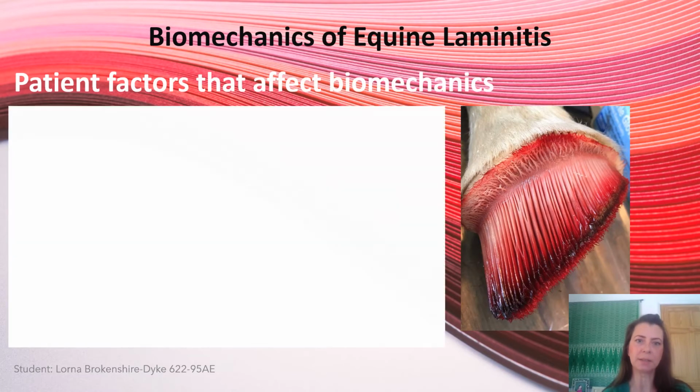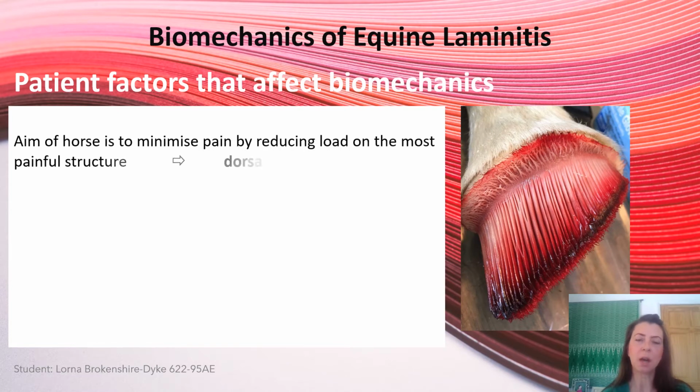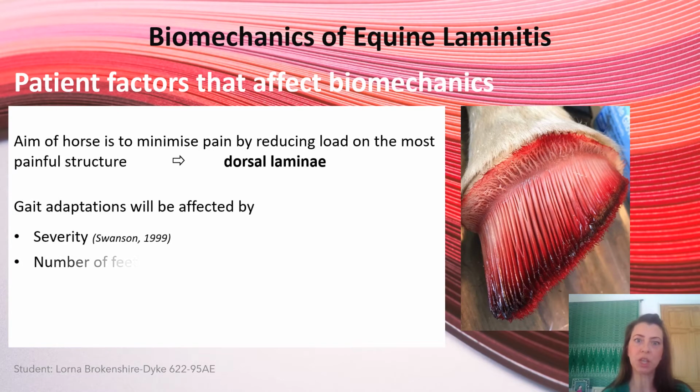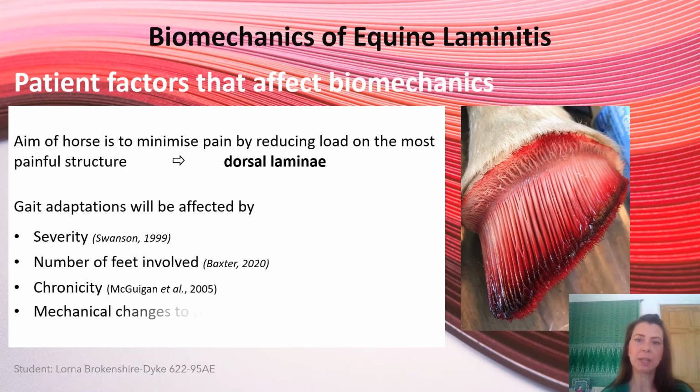So what are the patient factors that affect biomechanics? Well, at all times it must be remembered what the horse is trying to achieve with its gait adaptations. Laminitic horses will strive to minimise the load on the most painful limb or limbs. This will necessarily increase the load on the other limbs or cause the horse to lie down for longer periods. In general, the more exaggerated the lameness is, the more severe is the disease. The fine detail of any gait adaptations will be affected by severity, whether forelimb, hind limb or both, chronicity, mechanical changes to the pedal bone and hoof unit, and the effectiveness of any pain management strategies.